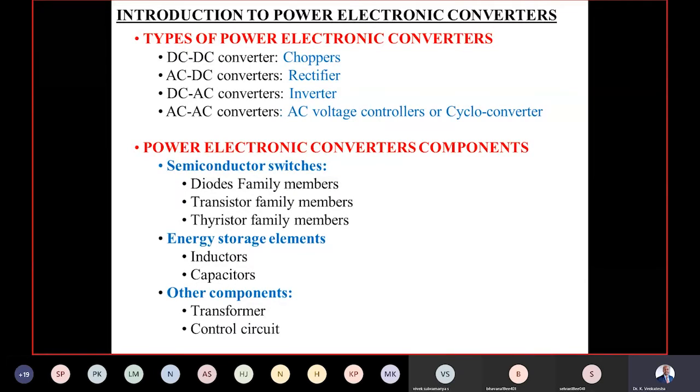And we say capacitor is a voltage element. Why do we say voltage element? It absorbs all the ripple content in the voltage. Inductor absorbs the ripple content in the current. Capacitor absorbs the ripple content in the voltage. Apart from that, we have other components, transformers, control circuits. Put together, we have a power electronic system.